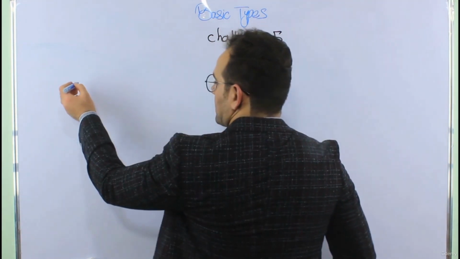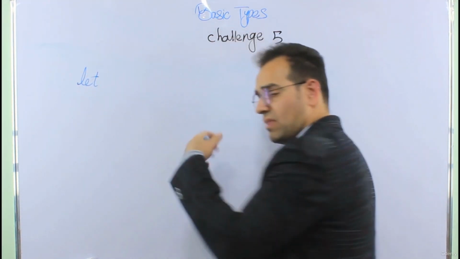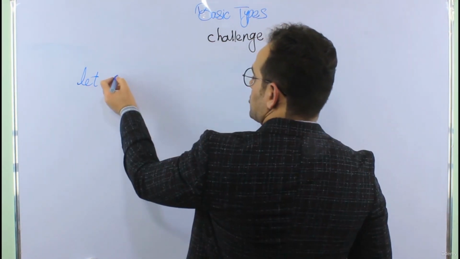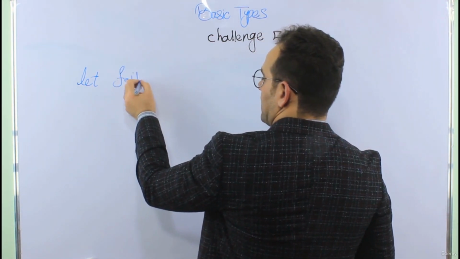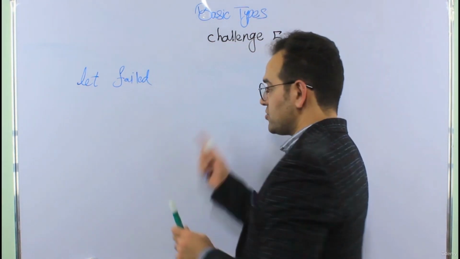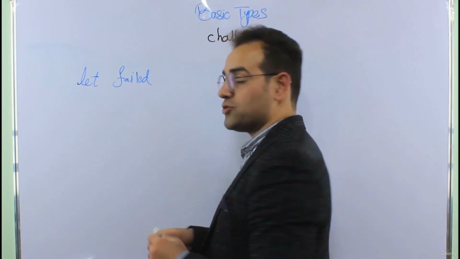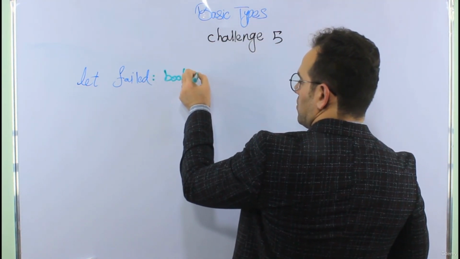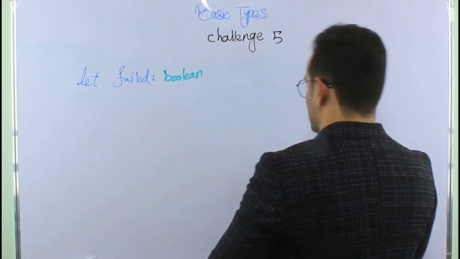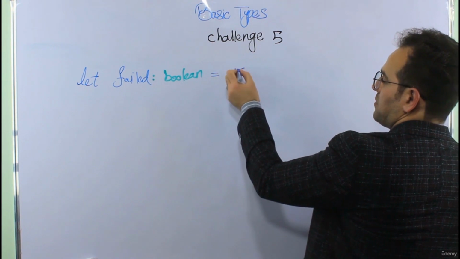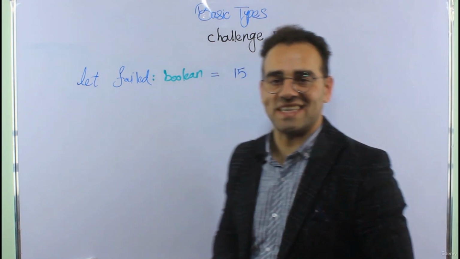So we are going to say let. Now again, the variable name is going to be completely arbitrary. So in this case, I'm just going to use failed, and we need to type annotate it to Boolean, since we are assigning a number to a Boolean. And there we go. So what is going to be the number? Whatever you want. In this case, it appears that I've written 15.